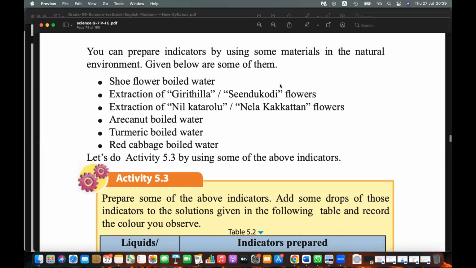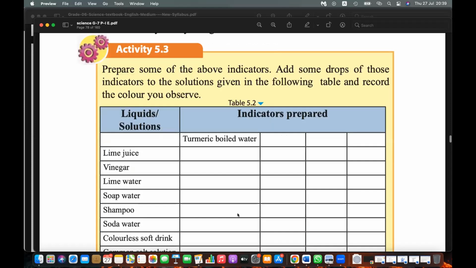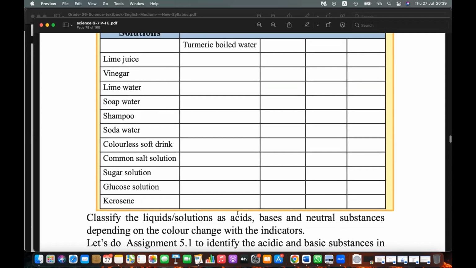That we have discussed. And also, these are some other indicators that you can use: shoe flower, boiled water, an extraction of giritulla flowers, an extraction of nilkatarola flowers, areca nut boiled water, turmeric boiled water, and red cabbage boiled water. These are some other indicators. I asked you to check what the color changes are when you are using different indicators. So have you filled this table or not?